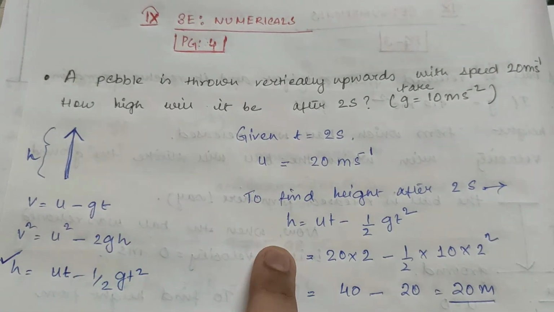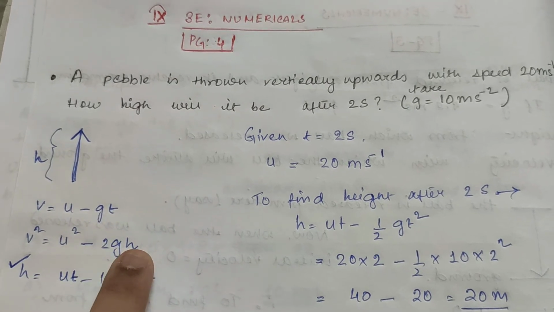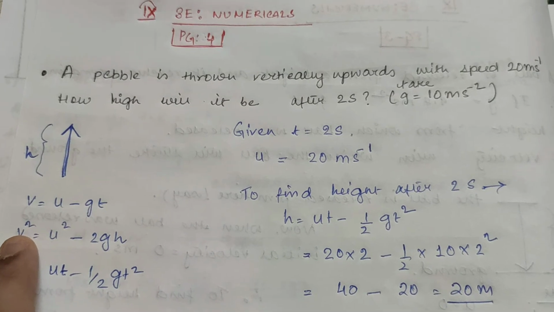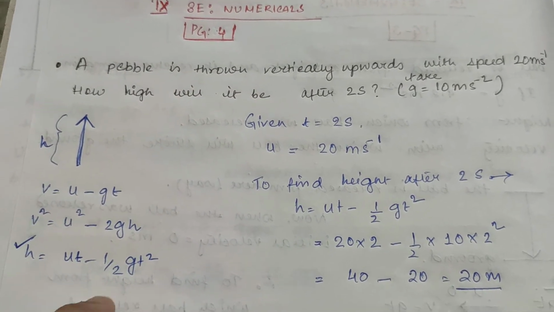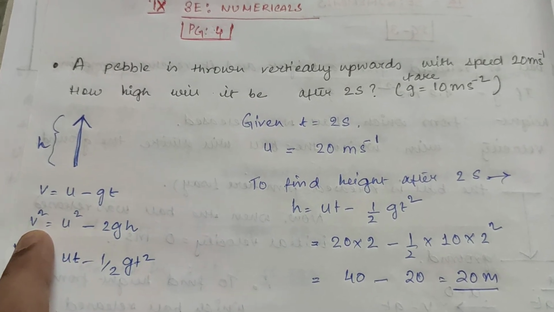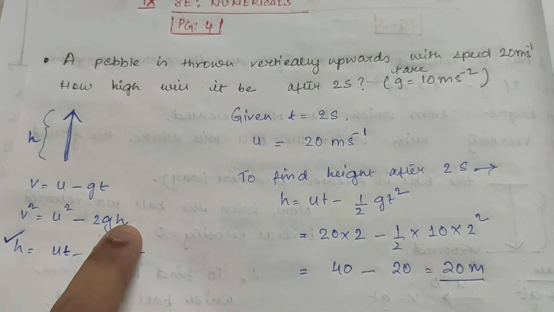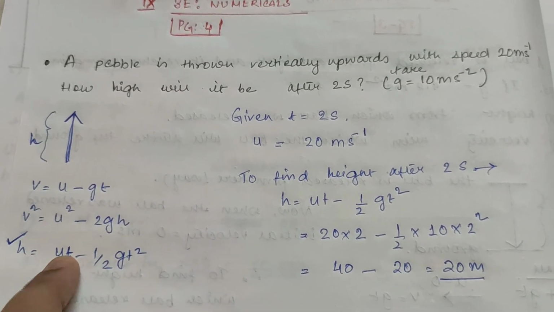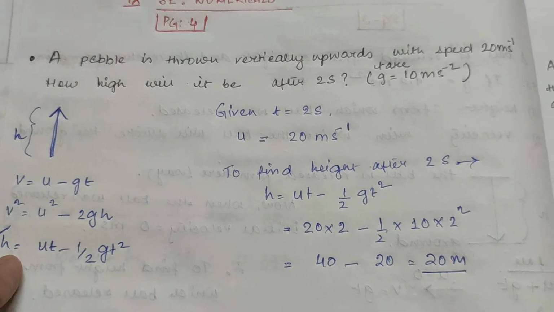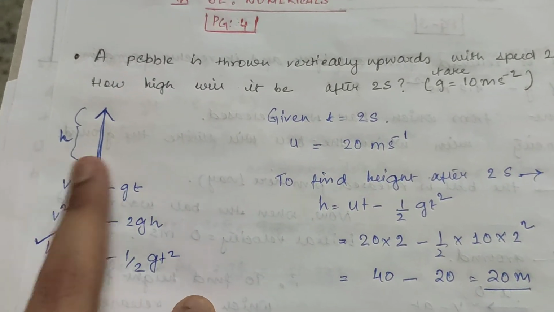To find the height, which one should I use? This one. Why not this one? This also has height in it. Why not this one? Because V is not given to us. Final velocity is not given. U is given. So how can I use this equation? When V is not given, U is given, but I have to know V, otherwise I cannot find H. So in this equation, see, U is given, T is given, and G is also given. So I can use this form. So use accordingly.